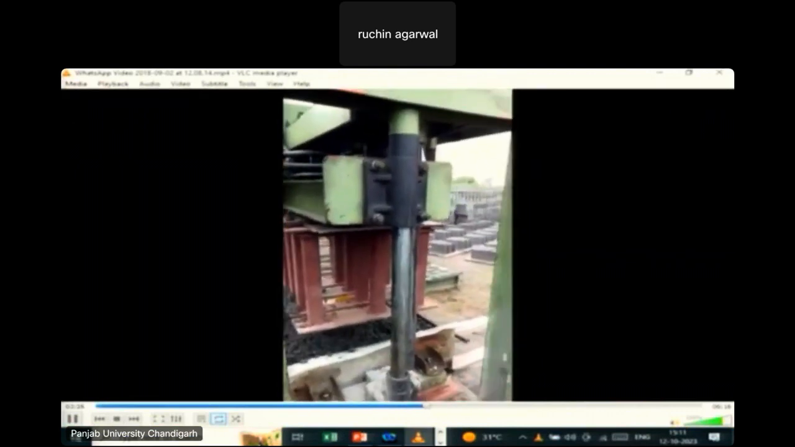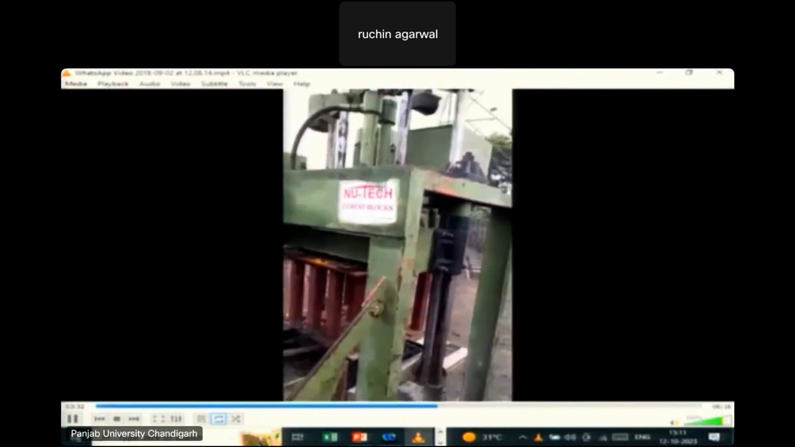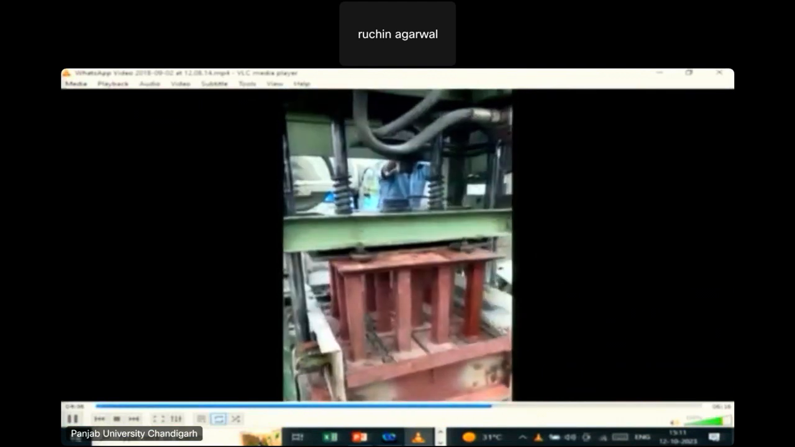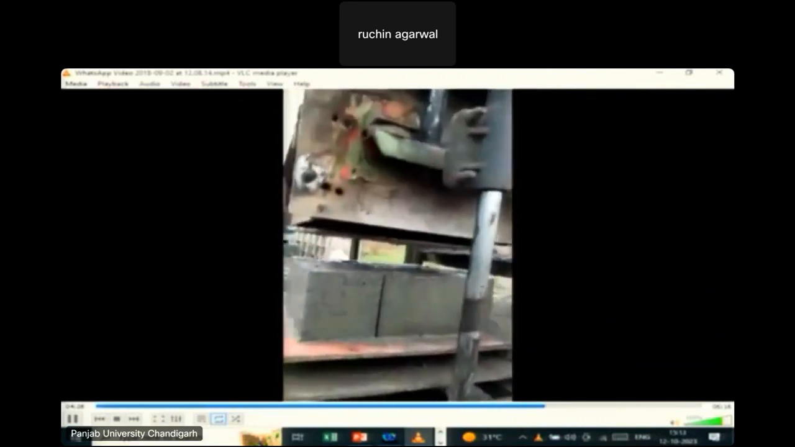So this is what people can use to make a block. In one day, 500 blocks can be made. And the links are available in the market. So actually, we can make it.